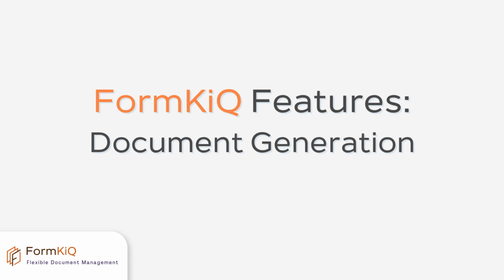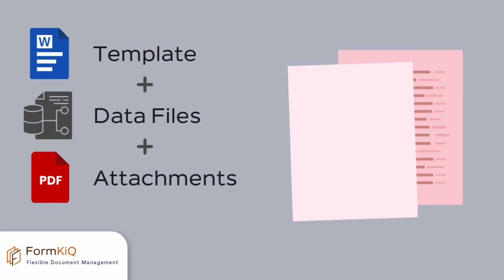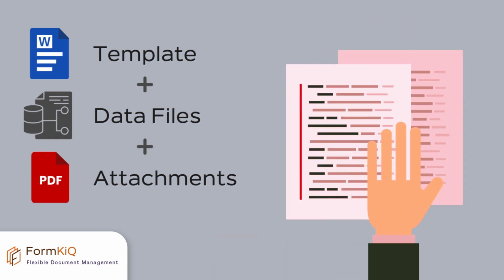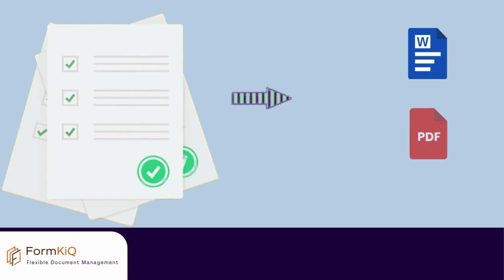FormKiQ has many features to help organizations manage documents and information. Today, we'd like to introduce our document generation module. This module allows you to create new documents by combining an existing template file with data stored in a format such as JSON, XML, and CSV. You can even append existing documents into the final product. You can then output the generated document as Microsoft Word or PDF.